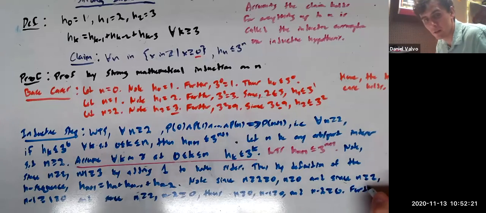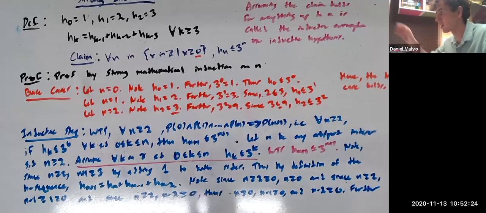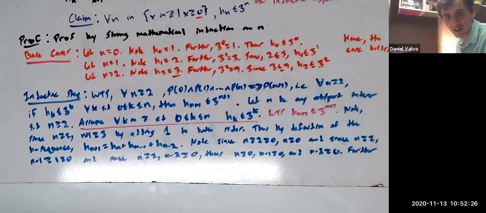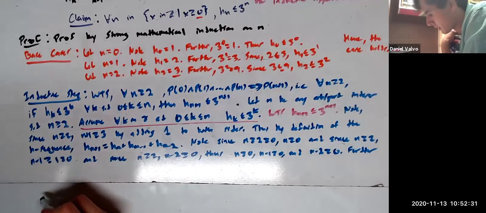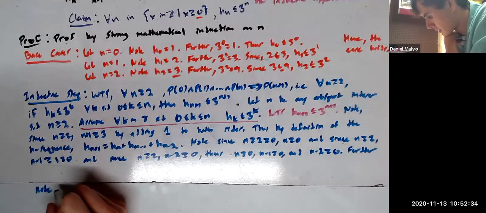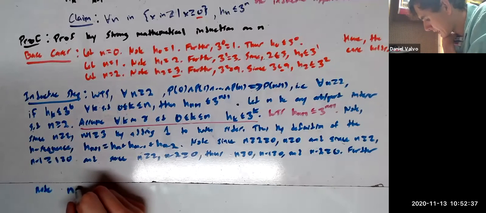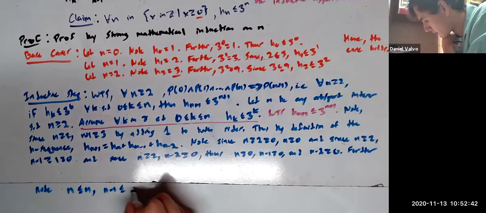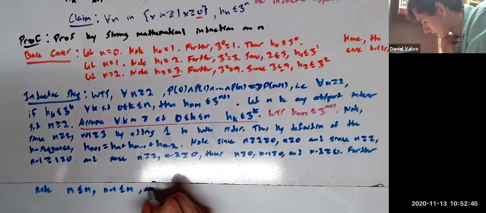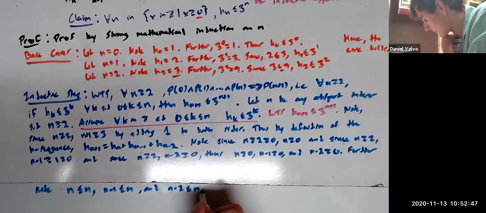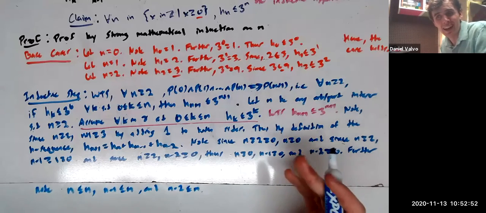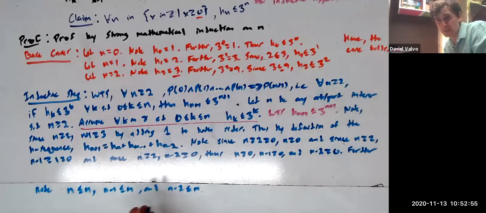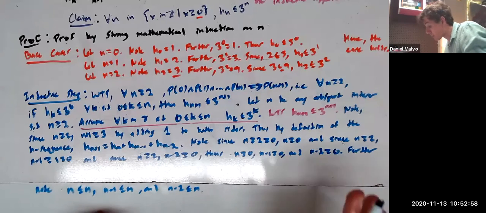Further, note that n is less than or equal to n, n minus 1 is less than or equal to n, and n minus 2 is less than or equal to n. That one's easy. It's really easy to show that n minus 1 and n minus 2 are less than or equal to n. It's a little harder to show that the lower bound works, but it's kind of obvious that it works anyway. But anyway, we need to prove it.